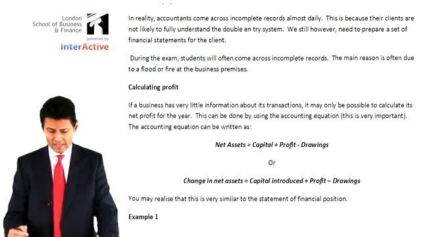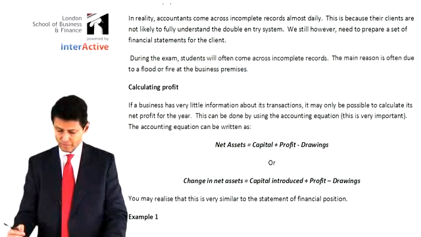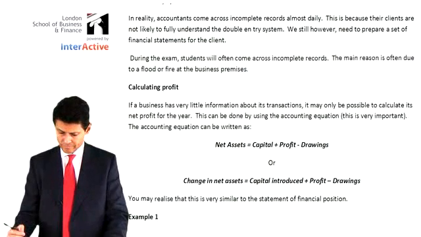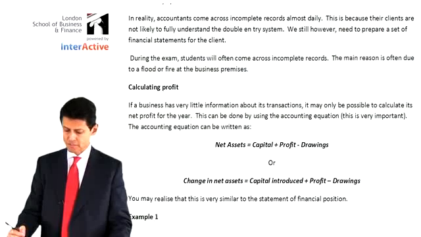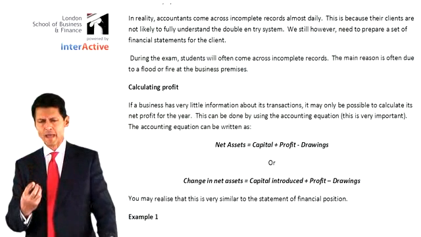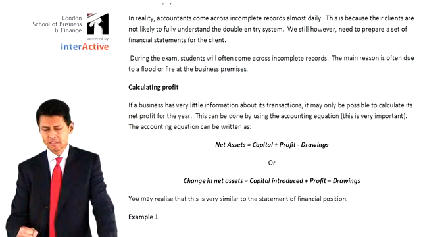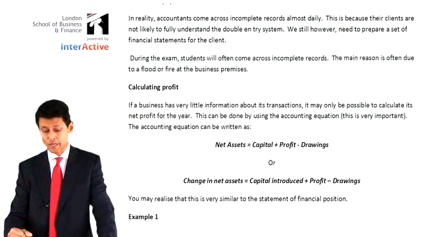If a business has very little information about its transactions, it may only be possible to calculate the net profit for the year. This can be done by using the accounting equation, very, very important indeed, and it can be written out as follows. Net assets equals capital plus profit minus drawings. Think about it. The net assets, the assets minus liabilities at the year end, must equal capital plus profit minus drawings. Two sides of the equation, what's known as the accounting equation.